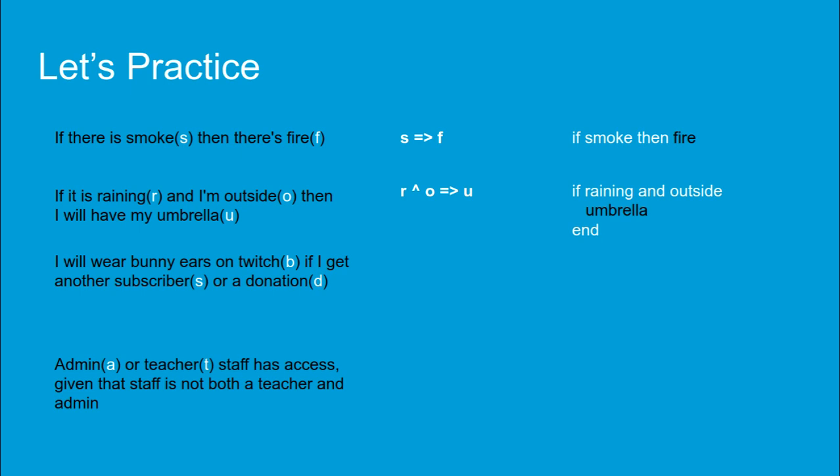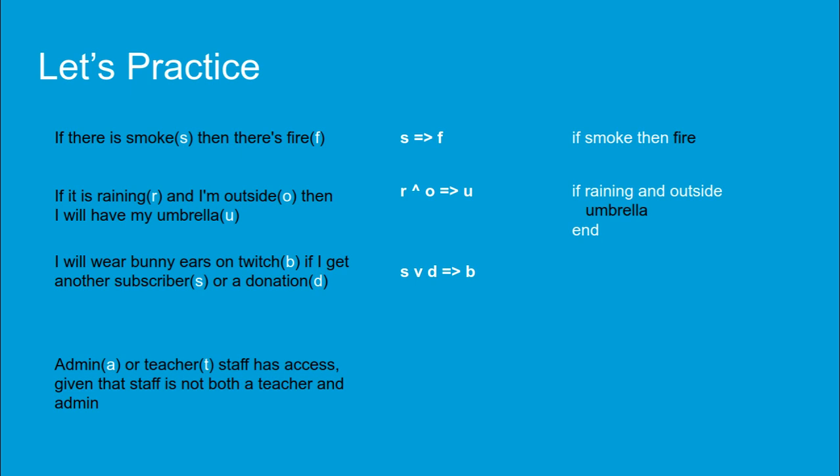So you're saying B implies S or D. Almost. That's right. S or D implies B. So even though the way we say it in the statement, we're saying I will wear bunny ears first, it's really though the... I can't think of the word of the implication. There's a word for it. So S or D implies B. Because we could re-say the sentence, if I get another subscriber or a donation, then I will wear bunny ears.